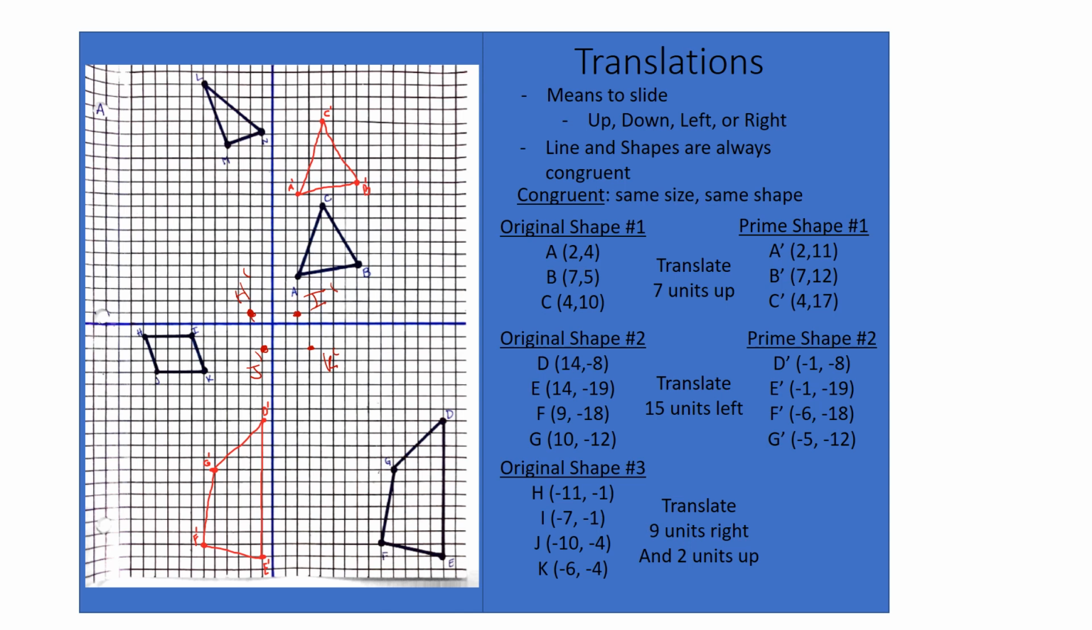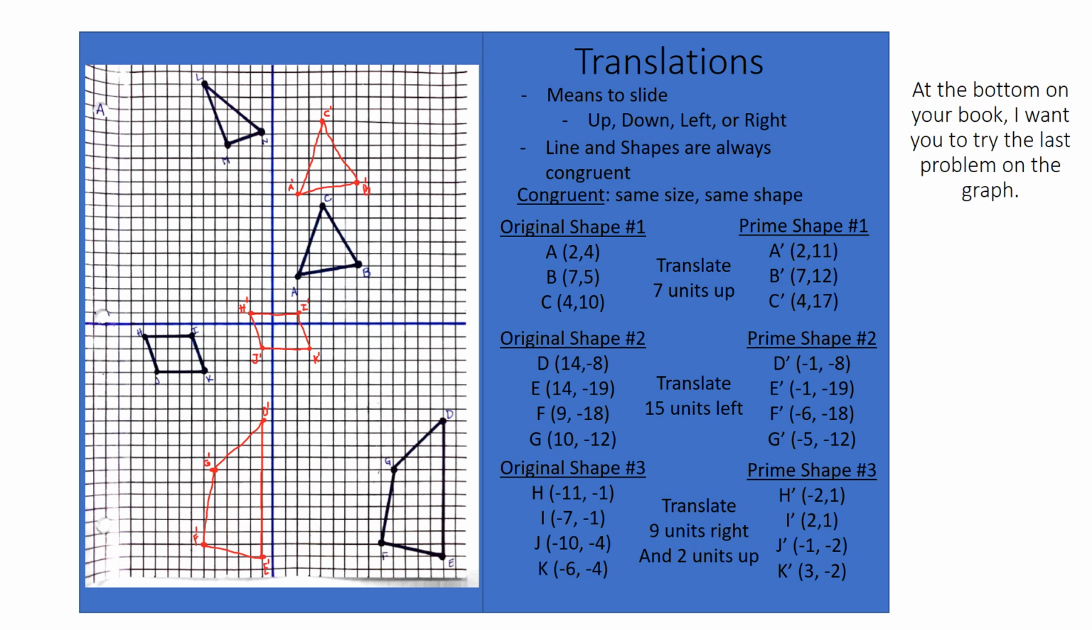Once my points are drawn, we can go ahead and connect the dots. And then our last step is to write down the new prime coordinates. The new coordinates are H prime at -2, 1, I prime at 2, 1, J prime at -1, -2, and K prime at 3, -2.